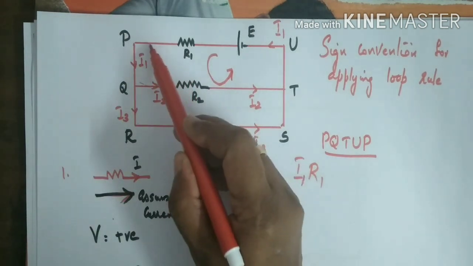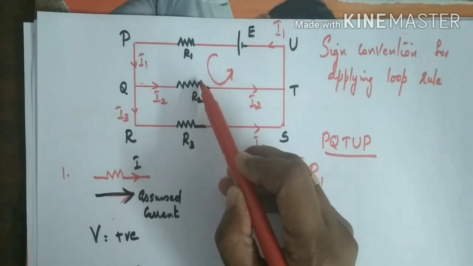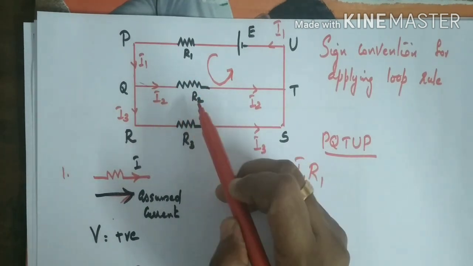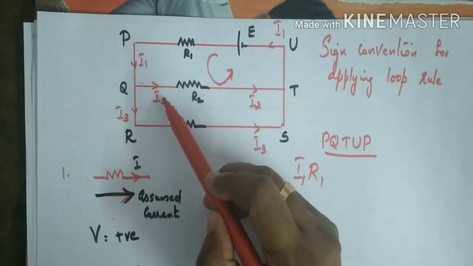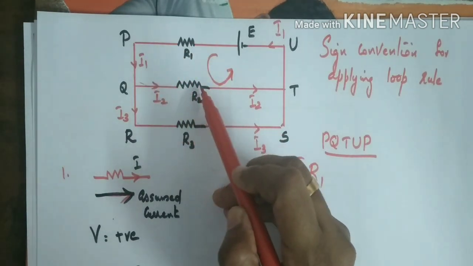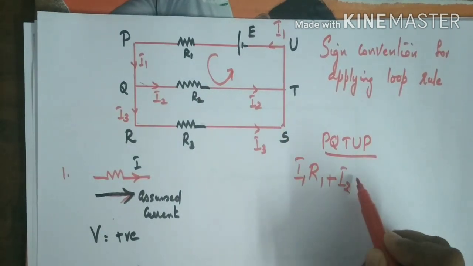Right. Now comes this resistance R2. What is the potential difference across R2? Current into resistance, I2 into R2. Assumed direction and original direction are the same. This is I2, the same as the direction of the assumed current, and hence its potential difference is also taken as positive, I2 R2.